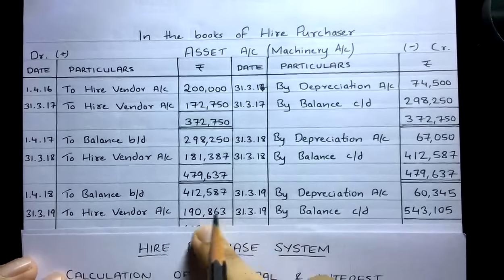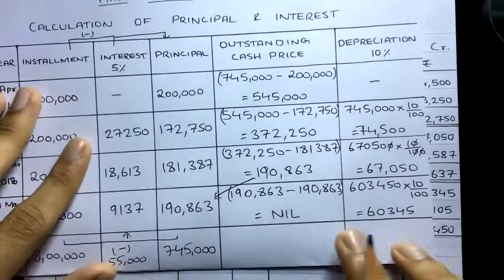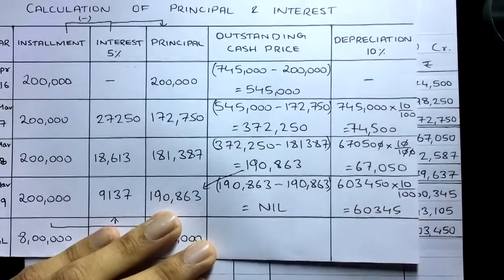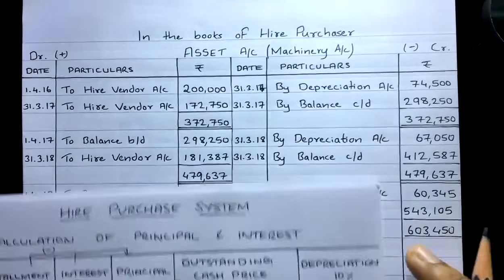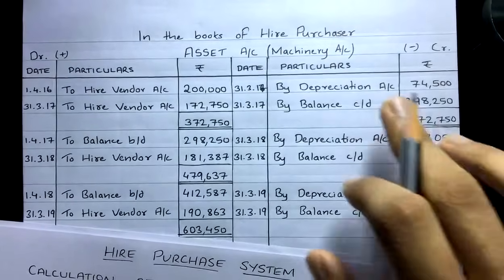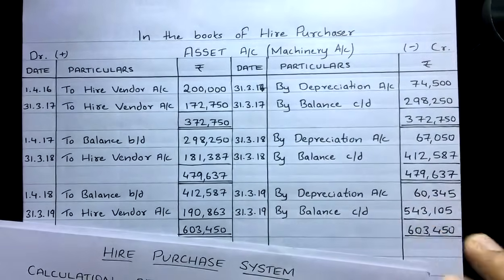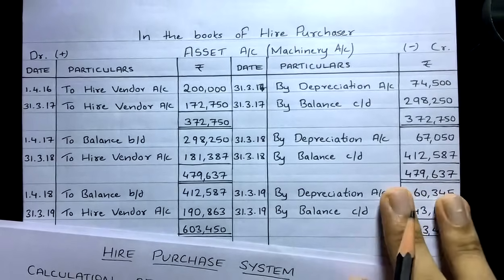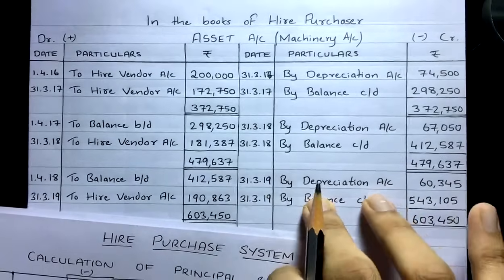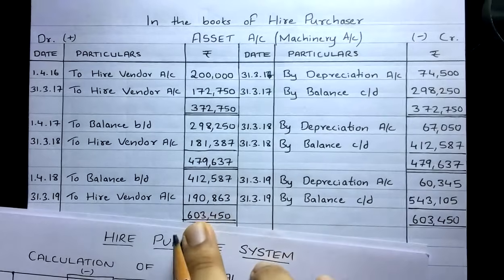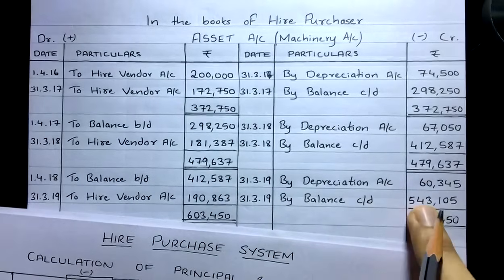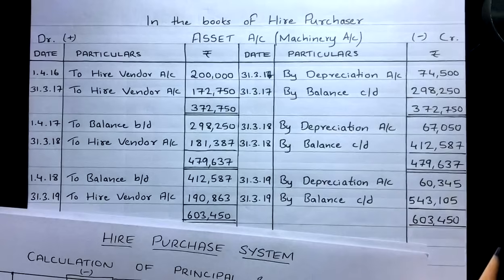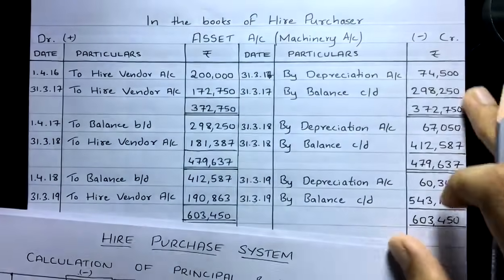1,90,863. Simple. And then again the depreciation was charged, the depreciation of 60,345. Yeah, 60,345. So depreciation will come over here because the asset is decreasing because of depreciation. And then you have to balance this year too, and the sum of these two came out to be 6,03,450, and then the balance came out to be, by subtracting this and this, 5,43,105. So this is how you prepare the asset account.